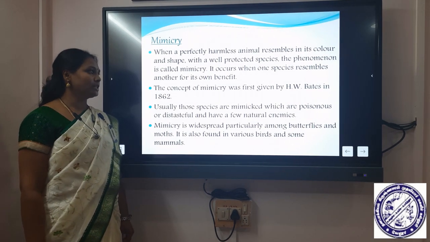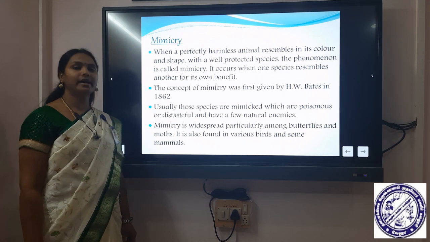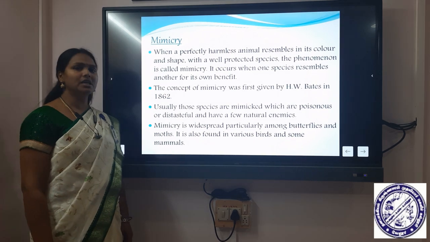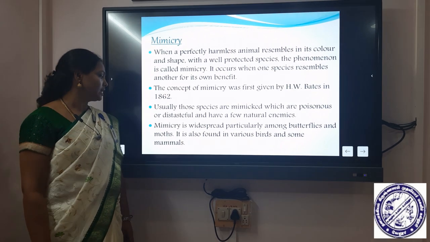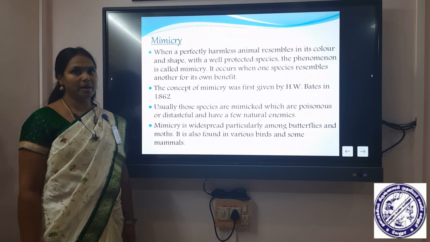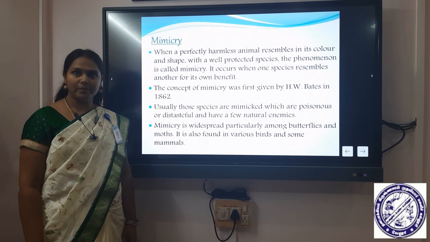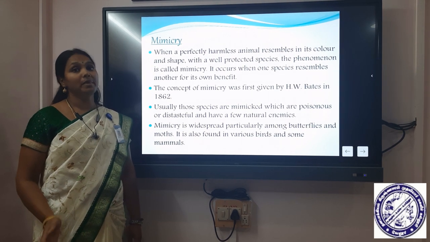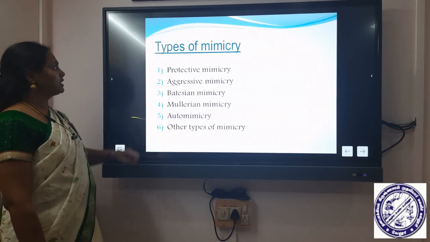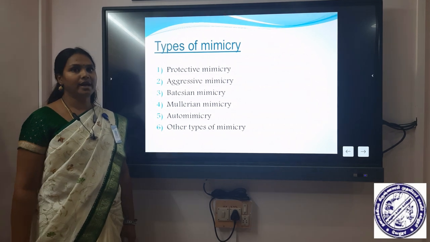Usually the species which are mimicked are poisonous or distasteful and they have very few natural enemies. Mimicry is widespread among butterflies and moths. It is also seen in many birds and mammals. The animals which mimic are called mimics, and the animals which are mimicked are called models. So let's now see what the various types of mimicry exhibited in our environment are.